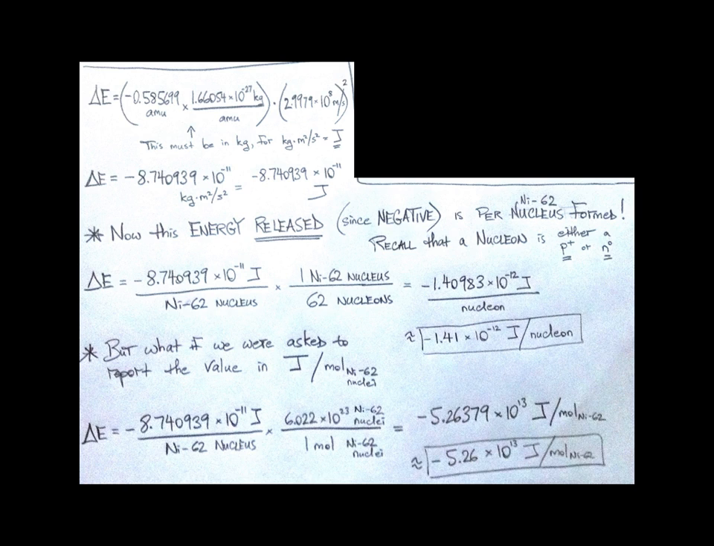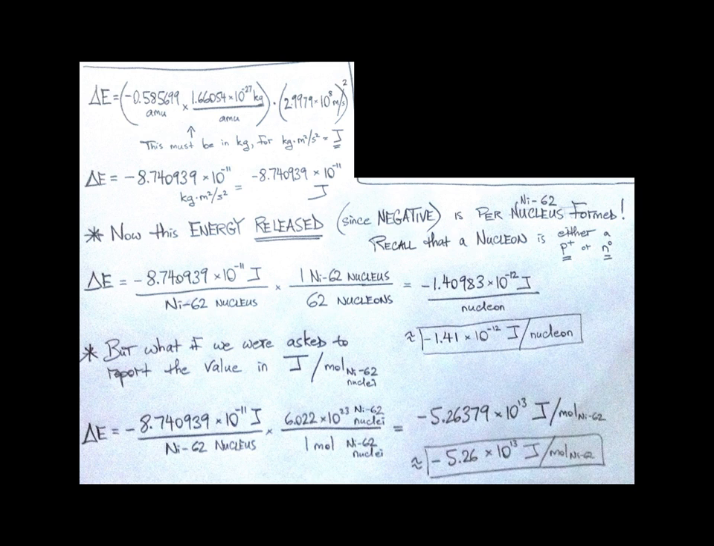Now, we were required to report this in energy per nucleon. And so we need to recall that a nucleon is either a proton or a neutron. So a nickel 62 nucleus has 62 nucleons. Once we write our units, joules per nickel 62 nucleus, we can see that the conversion is pretty straightforward. That is 1 nickel 62 nucleus to 62 nucleons. We must divide by the 62 nucleons. And so we get joules per nucleon.